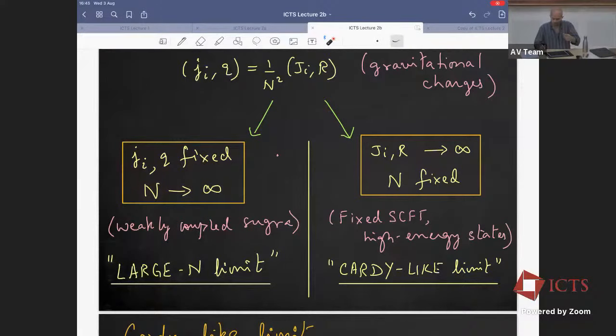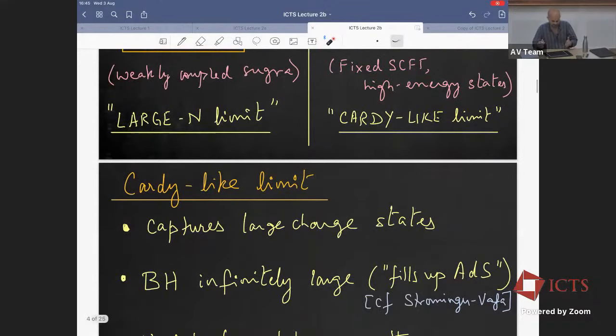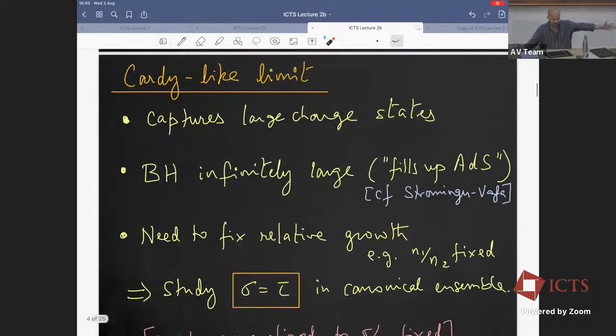There's one regime of overlap where you take, let's say, this fixed, this to infinity, and then scale this to infinity. Or you could do it from this way and you'll reach the same. So that's a regime where the black hole solution is correct, but that black hole is infinitely large. Okay, it fills up AdS. That's another way to say it pictorially. That's the kind of regime that Strominger and Vafa and Sen had originally done, the black holes in flat space. They're just infinitely large black holes. There's no other scale in flat space. So you start there and you start to go in.